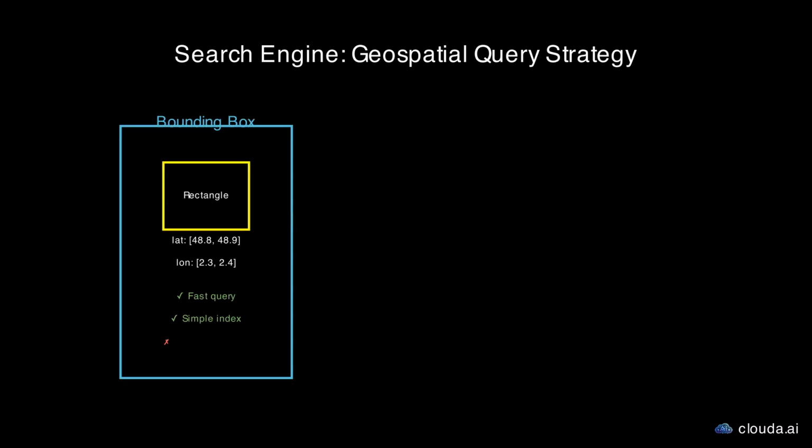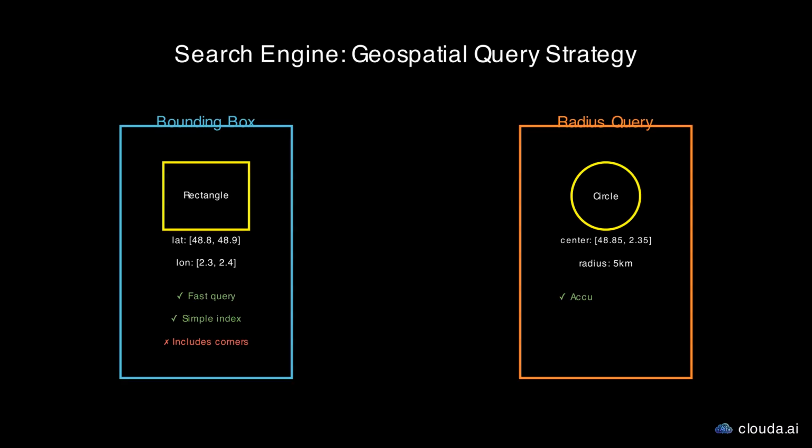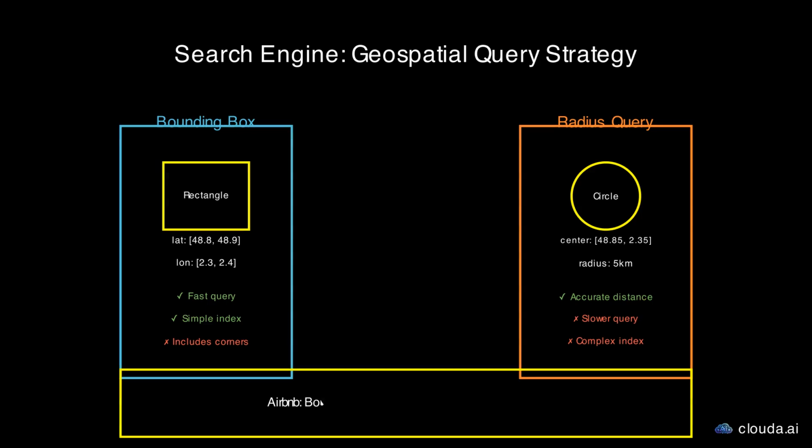The third trade-off is geospatial query strategy. Bounding box queries filter by latitude and longitude ranges, creating a rectangle around the search area. This is fast and uses simple indexes but includes corner areas outside the actual search radius. Radius queries calculate exact distance from a center point, creating a perfect circle. This gives accurate distance but requires complex geospatial indexes and slower queries.